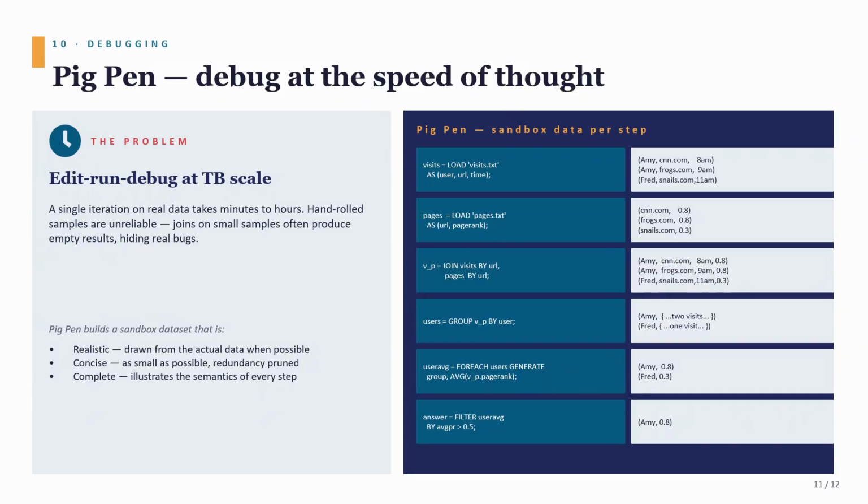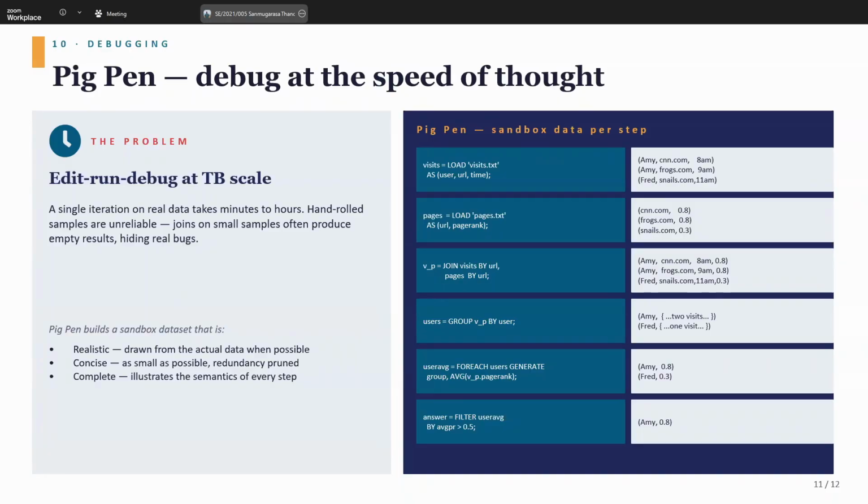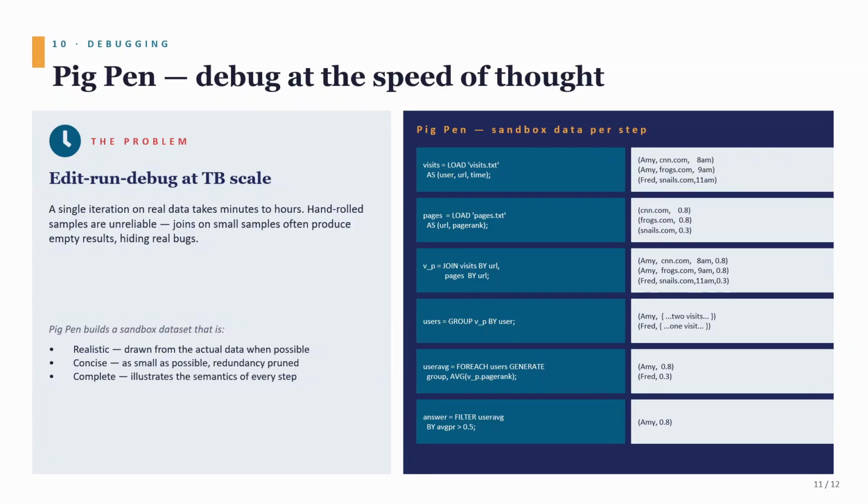The next is debugging, Pig Pen debugging at the speed of thought. The problem is edit and debugging at DB scale. A single iteration on the database takes minutes to hours, scanning rows, sampling, and unreliable join on a small sample of data can reduce to empty results, scanning in the real bug. The next part will continue by Swiss Current.